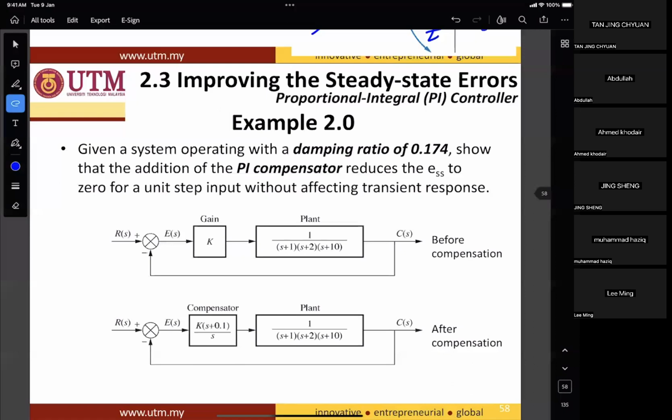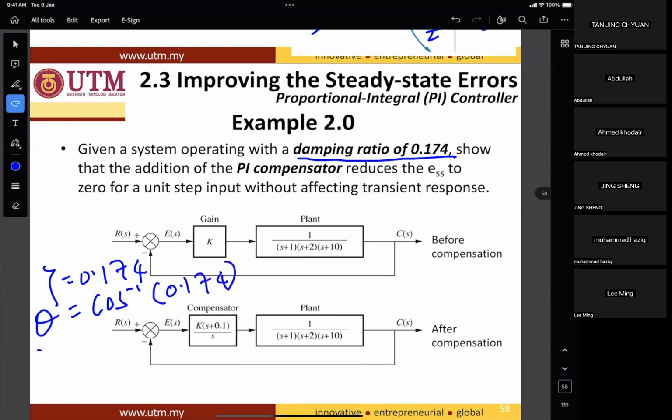For example, we have a system with damping ratio 0.174. So theta will be inverse cosine of 0.174, which will give you how much?